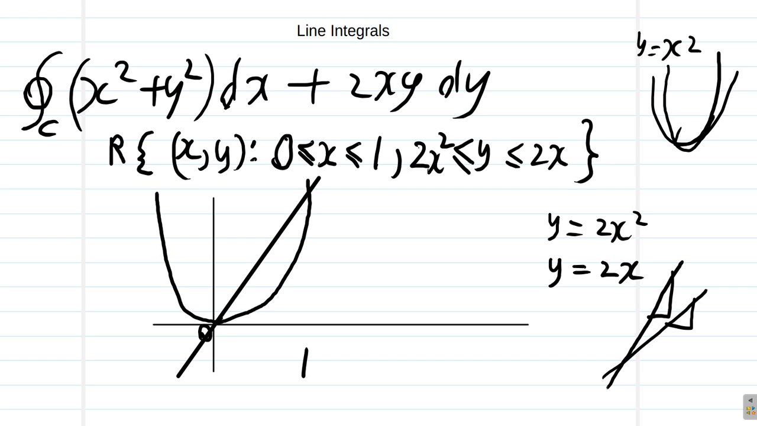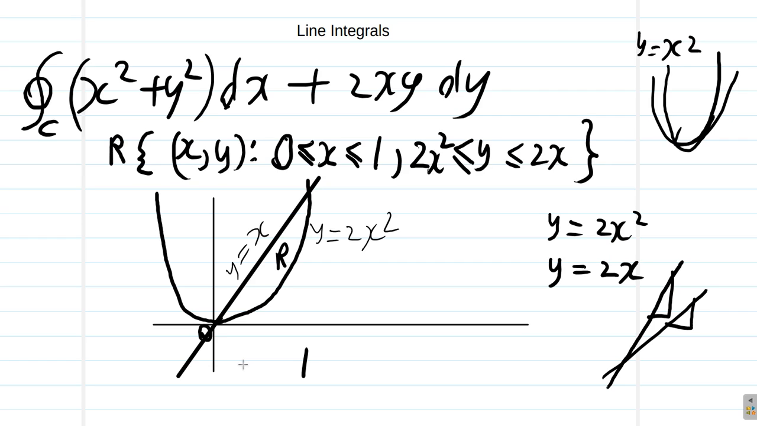Now notice it says y is greater than 2x squared, but less than 2x. So they're talking about this region here that is enclosed. Let me label it R. That is the enclosed region. Alright? So you have this outer part, that's y equals 2x squared, and this other side is y equals 2x. Alright? So there you have the region.